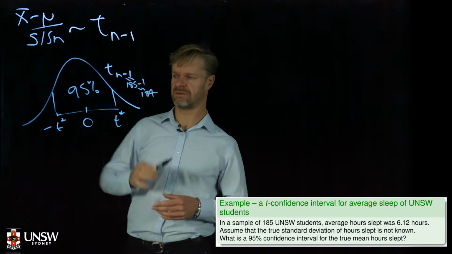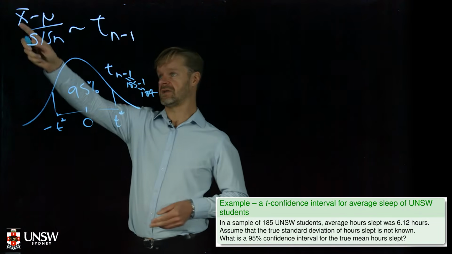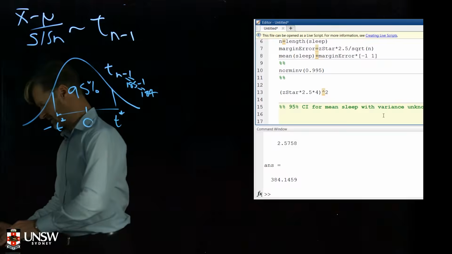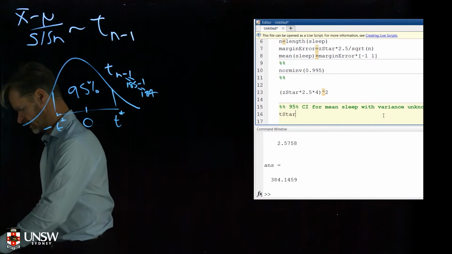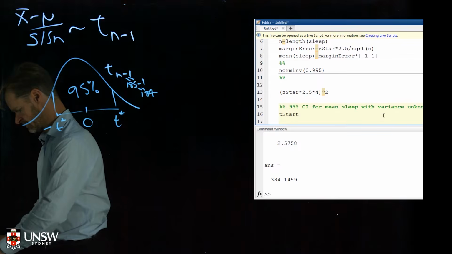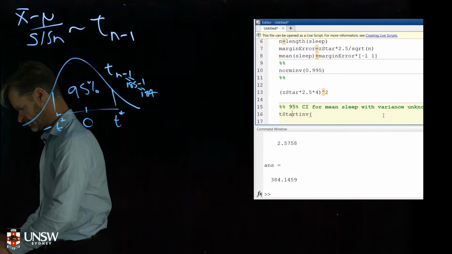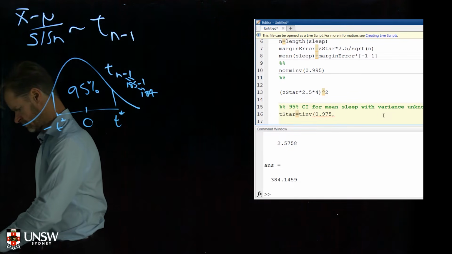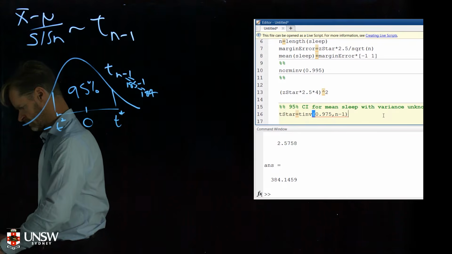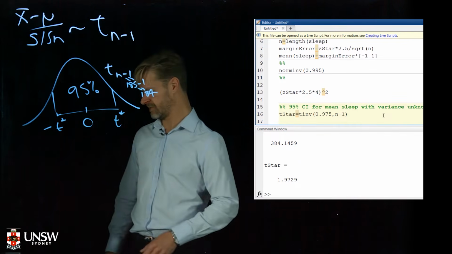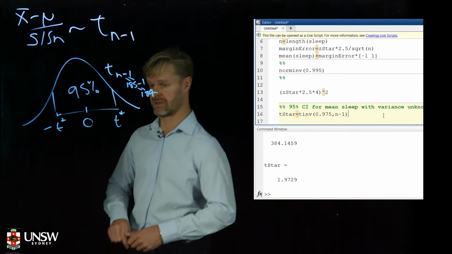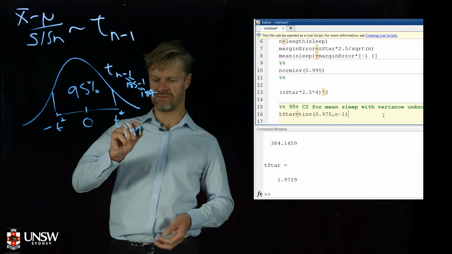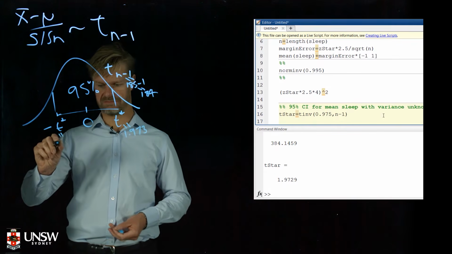So I do know that this statistic here has a T184 distribution. And MATLAB tells me that for a T184 distribution, 95% of the time I'm within 1.97, 1.973 actually, estimated standard errors of the true mean.